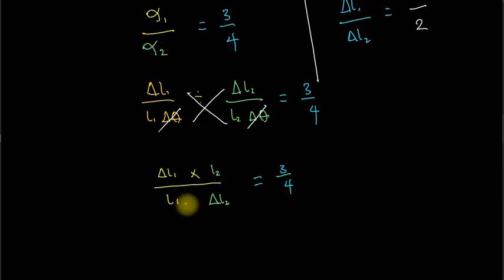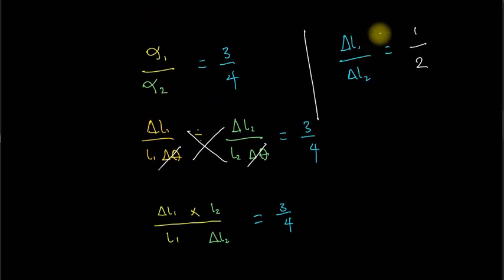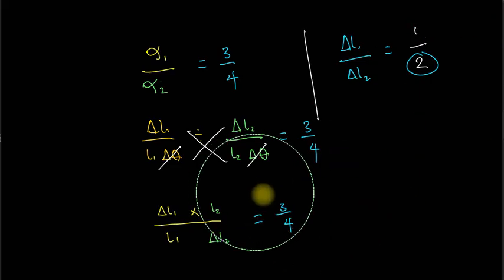Now L2 over L1, remember it was what? L1 to L2 is 1:2. Therefore L2 to L1 is going to be what? 2 to 1. So in place of L2 we can just put 2 there, and in place of L1 you can just put 1.